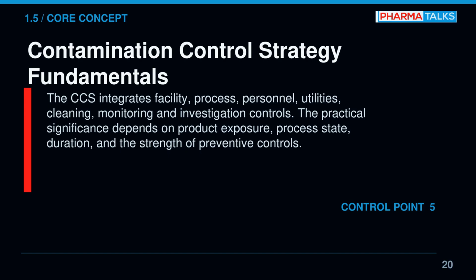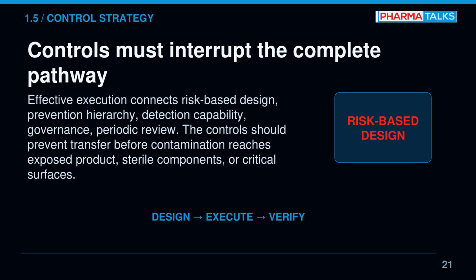Contamination Control Strategy Fundamentals. The CCS integrates facility, process, personnel, utility, cleaning, monitoring, and investigation controls within one coherent framework. It should not be a simple index of standard operating procedures. It should demonstrate the relationship between hazards, controls, evidence, and accountability. An effective CCS is a living lifecycle system that evolves with changes, trends, investigations, and new knowledge. Controls must interrupt the complete pathway.